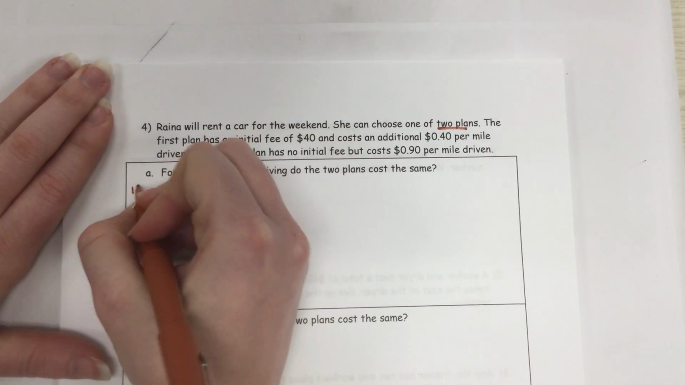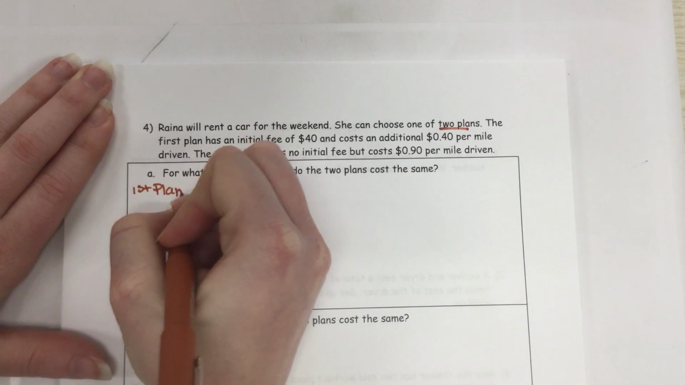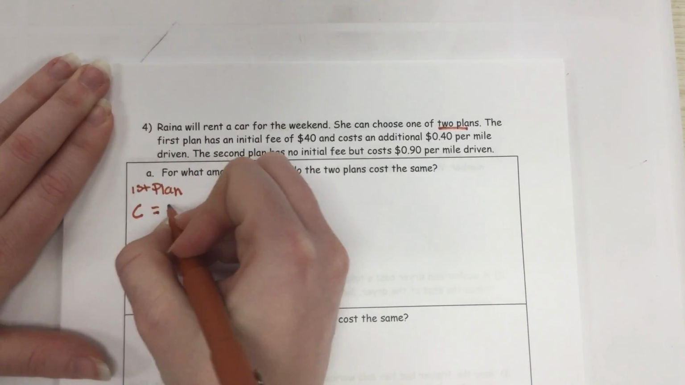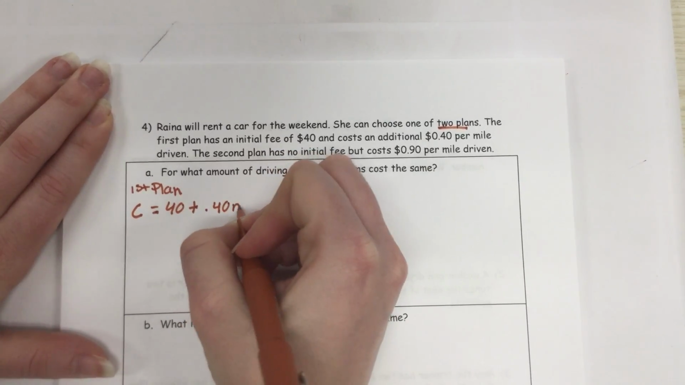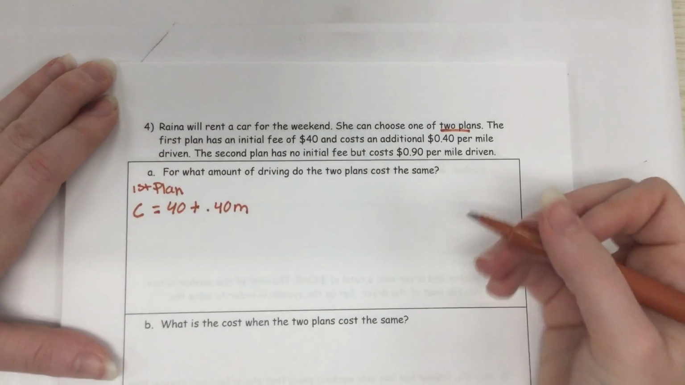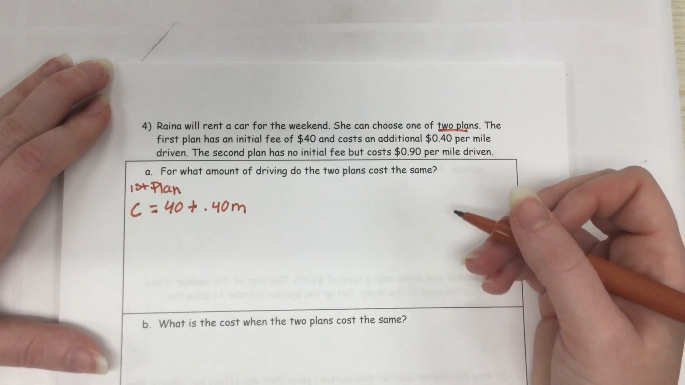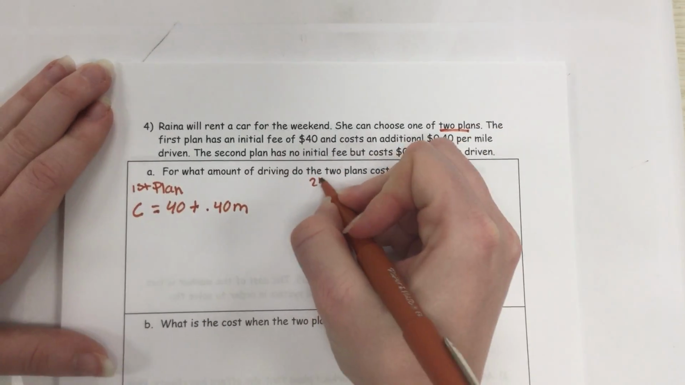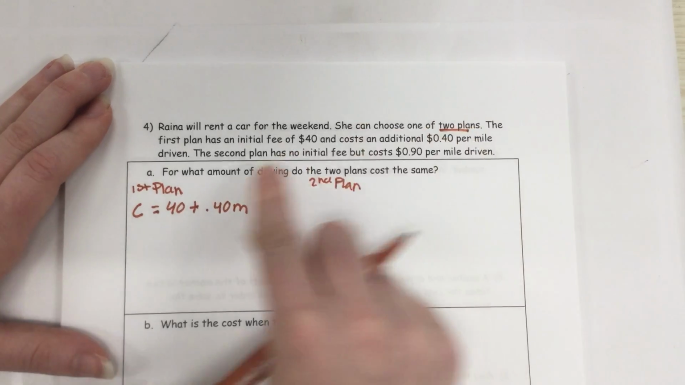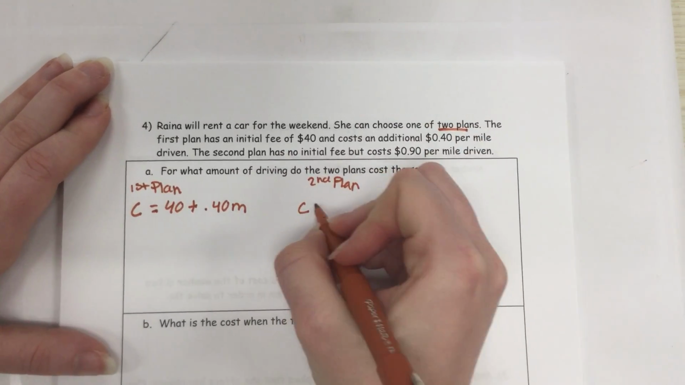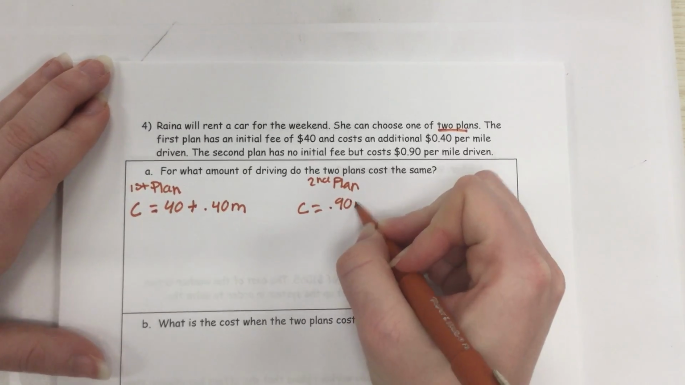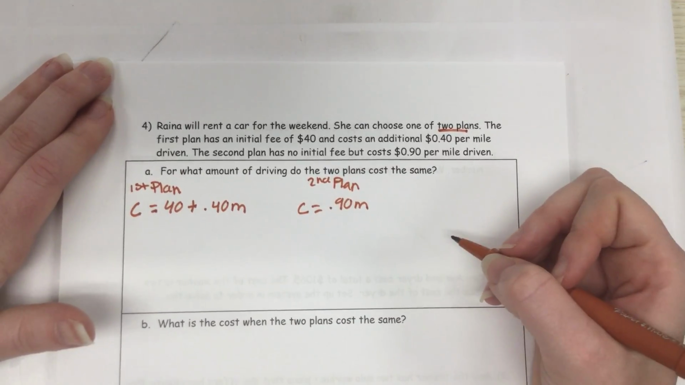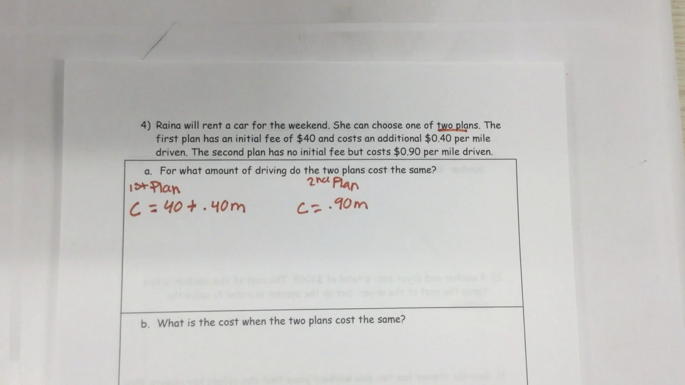So I'm going to just write here first plan, okay? And so my cost is equal to $40 plus 0.40 per mile. And I'm just going to do M for miles, okay? And then the second plan very easily has no initial fee, so my cost is equal to, but it costs 0.90 per mile. All right, and so that's how I translated those sentences into equations.